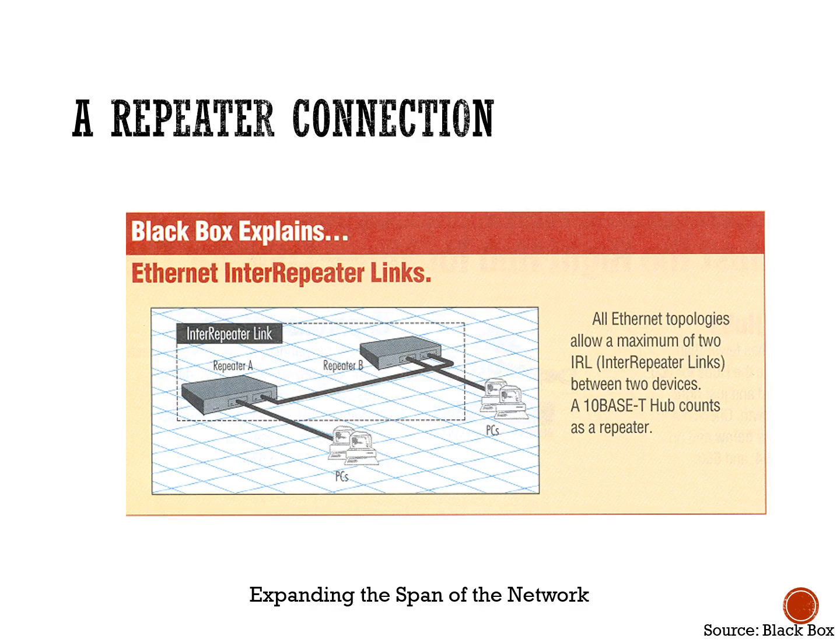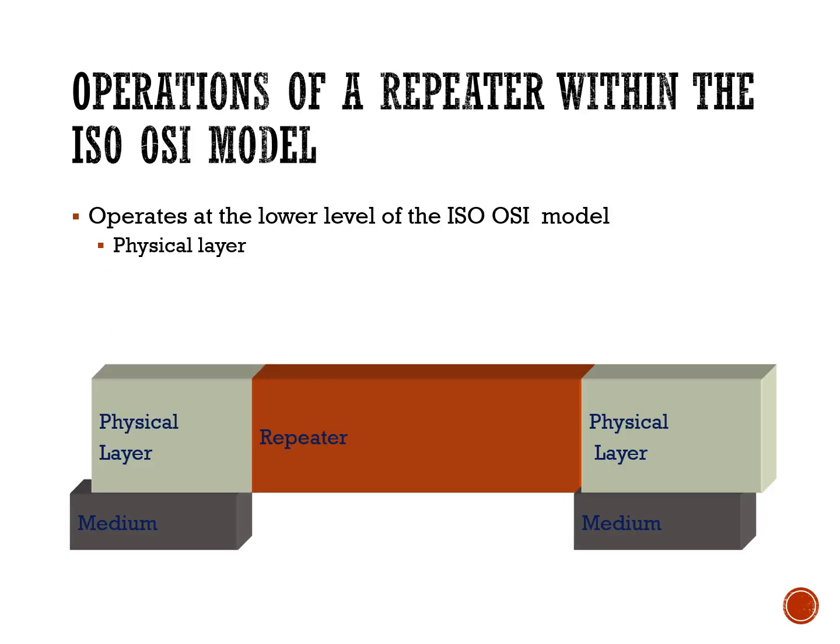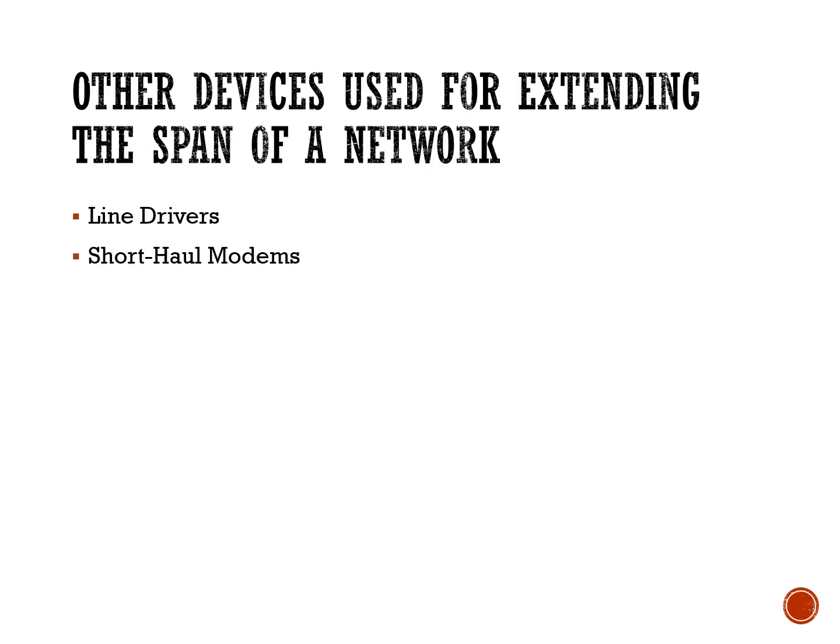In this example, we show a repeater connection where a node of PCs are connected to a repeater A and a node of PCs are connected to a repeater B. This is another example of a repeater connection where the physical distance is extended using a repeater for an Ethernet cable to a thin net cable. Repeaters operate at the physical layer of the OSI model, as you can see in this example. Some other devices which are also used for extending the span of a network are line drivers or short haul modems, but the most popular ones are the repeaters.